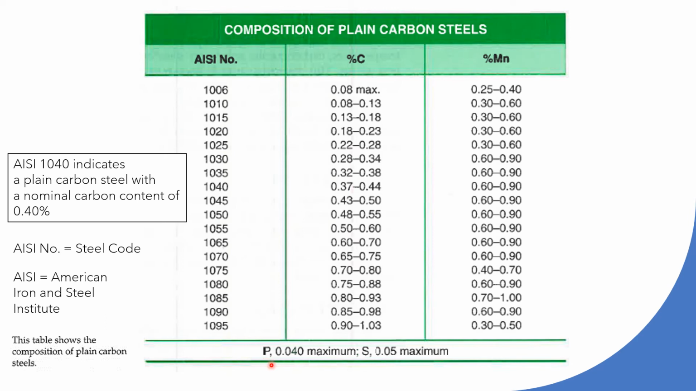So here is your phosphorus and your sulfur. You can put max 0.05 of sulfur, and phosphorus 0.040 max. You got the idea. No need to remember any of that. But if I ask you about 1035 and give you this table, you should know how many percent of carbon is in there and how many percent of manganese. And don't forget, you have these other two as well.